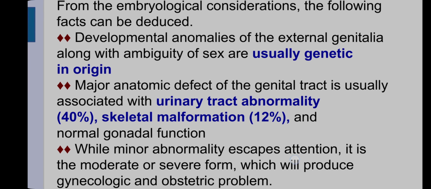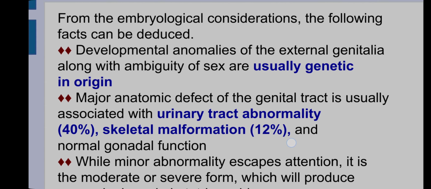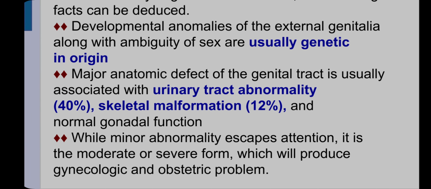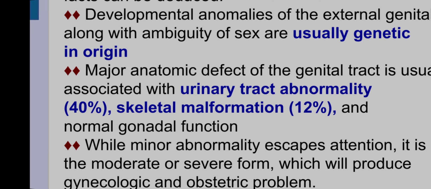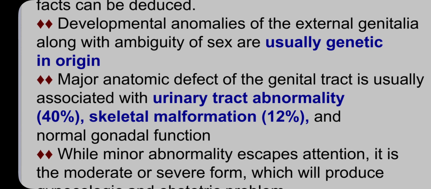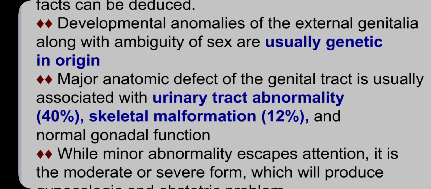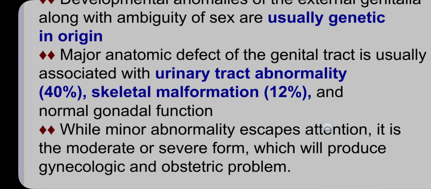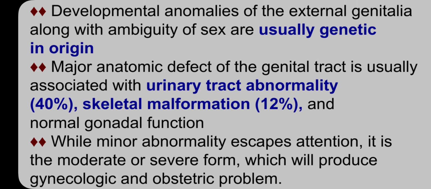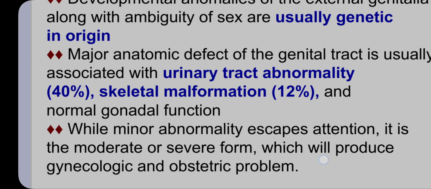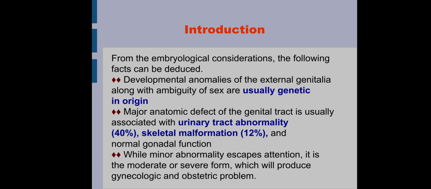Okay, so the next point is the major anatomical defects of the genital tract are usually associated with urinary tract anomalies 40%, skeletal malformations 12%, and normal gonadal function. So here the gonadal function, that is the ovarian function, will be normal, but there is only an anatomical defect seen in the genital tract as well as the urinary tract. Sometimes skeletal malformations will be seen, and the minor anomalies escape attention. It is the moderate and severe forms which will produce gynecological and obstetric problems.